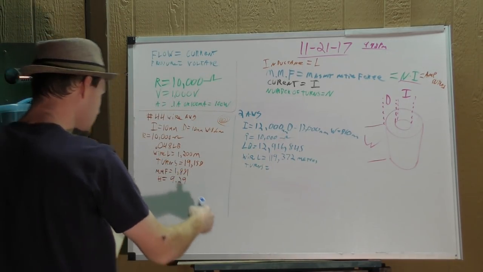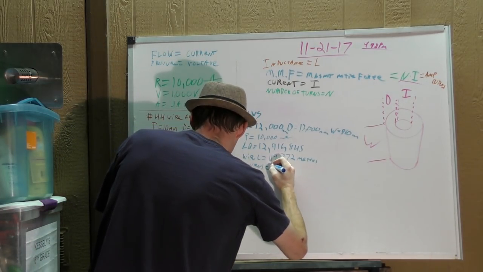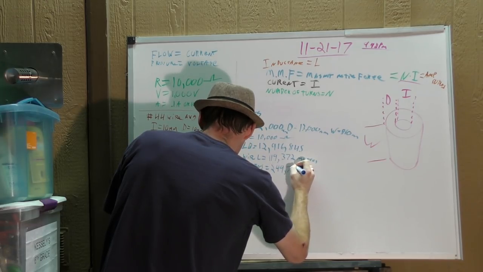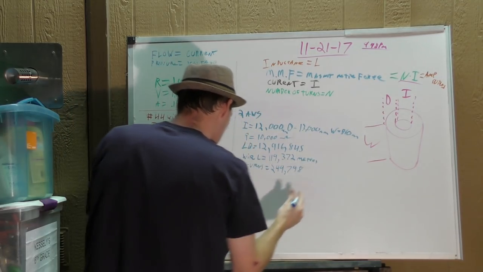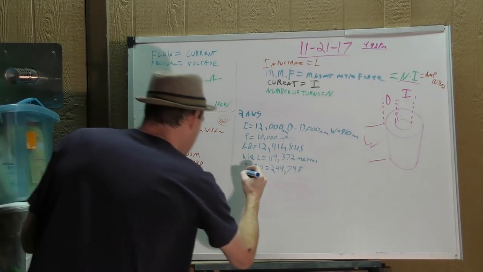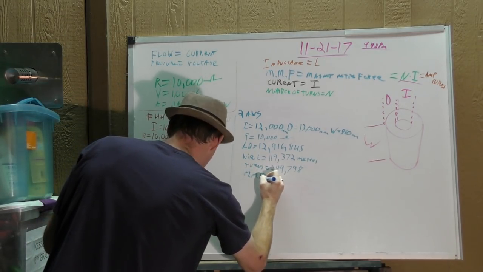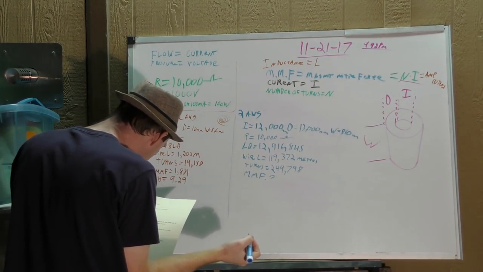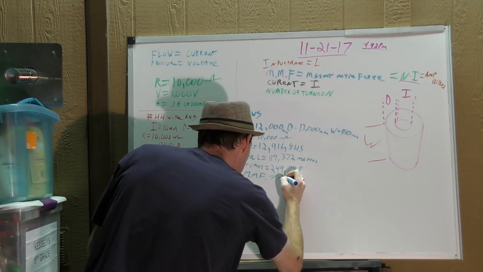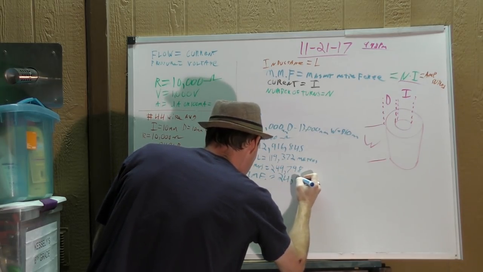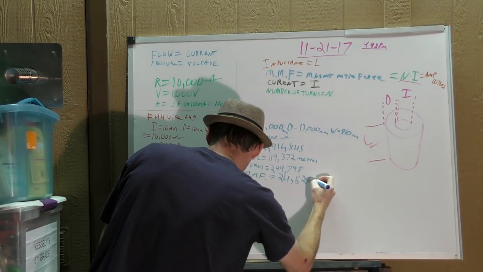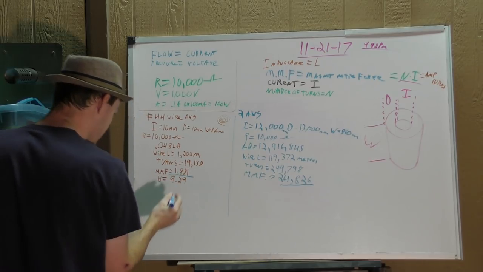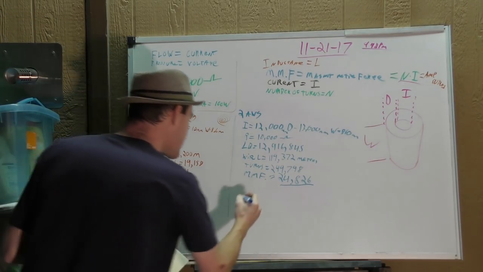You thought 19,000 was a lot. 2 AWG, that would be 249,798 turns. Holy crap. And then, MMF, or amp turns. This is how you normally do calculations. It's 24,826. How many Henrys do you think it is?